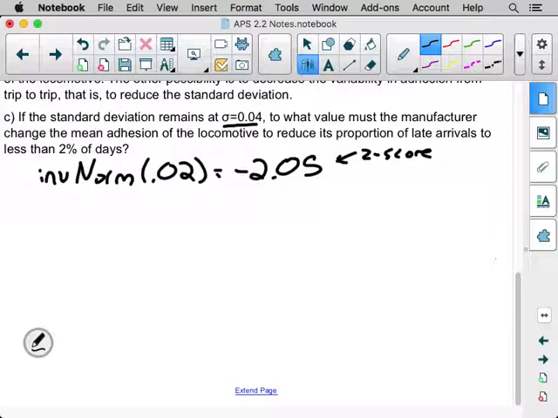Now, here's the interesting part. Okay? So, isn't the mean what's fluid here? Aren't we trying to find the mean? What observation is our focus still? What represents being too late? What adhesion was it at the beginning of the problem? What adhesion represents being too late? 0.3. 0.3 is the observation we're still focusing on, right?